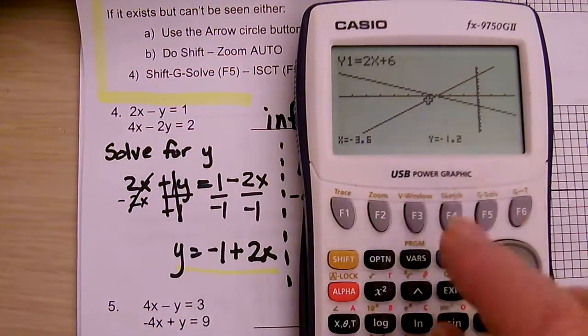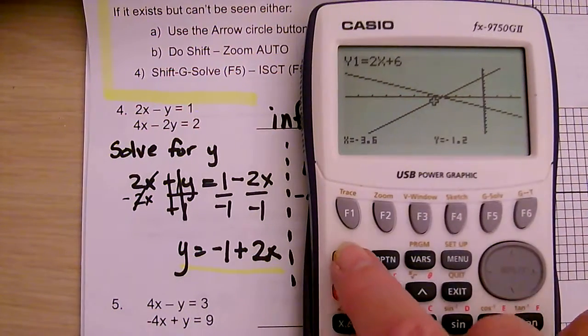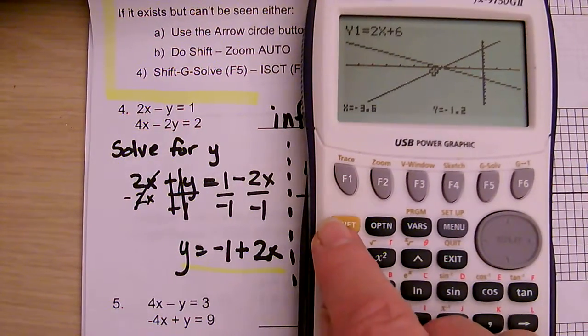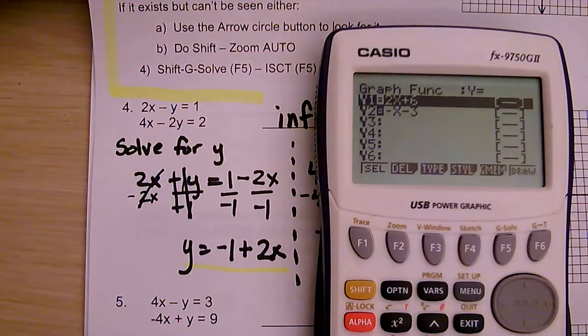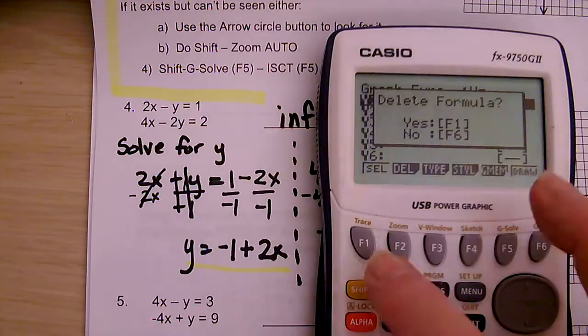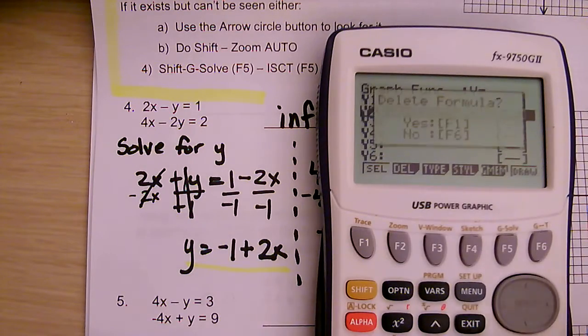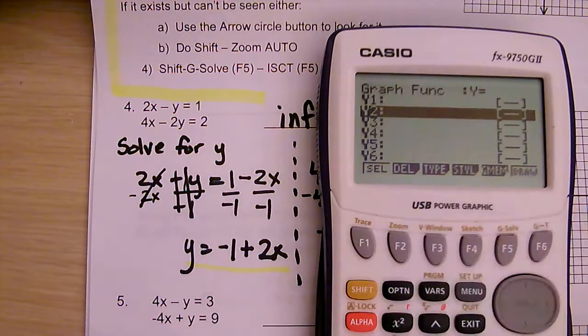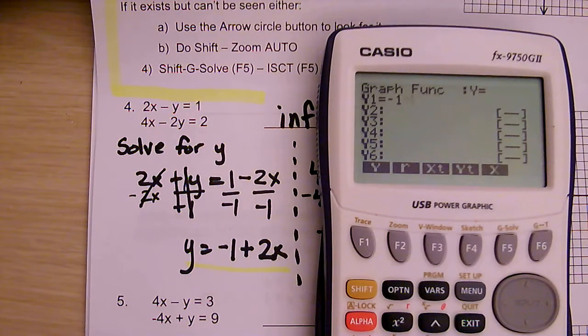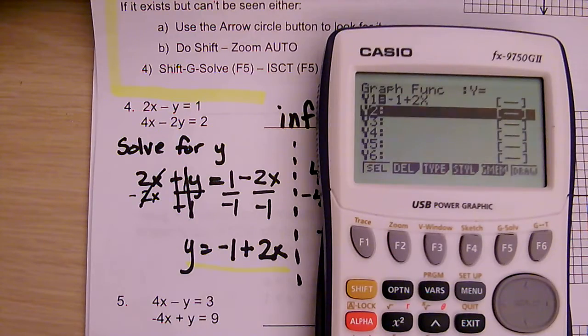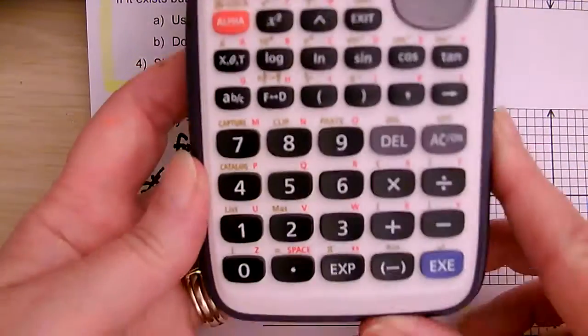and well, I want to go back to where I put the equations in. So I'm going to do shift exit, and delete those. And I want to delete that one. Yes, I want to delete it. So I get to start fresh, and it's -1 plus 2x. Execute. Push that little button down here.